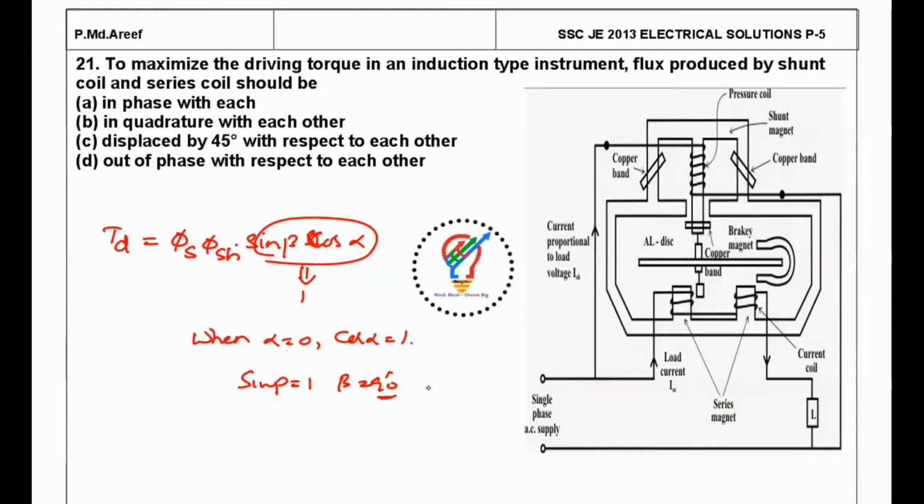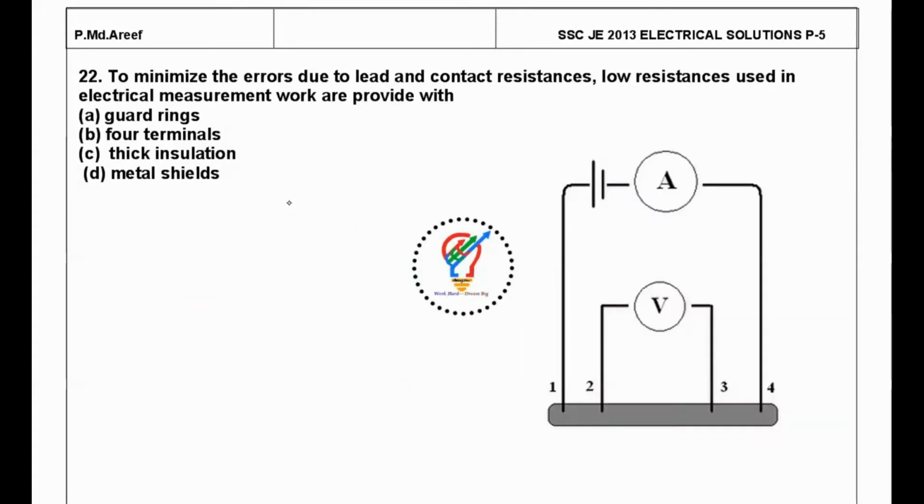That means we have to make the series flux and shunt flux in quadrature with each other. That means they should have 90 degrees between them. So the answer is in quadrature with each other. Next one. To minimize the errors due to lead and the contact resistances, low resistances used in electrical measurement work should be provided with 4 terminals.